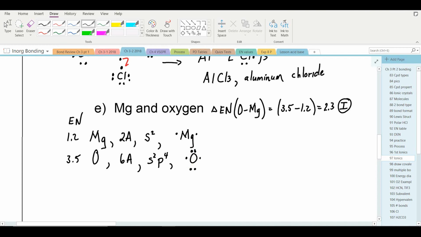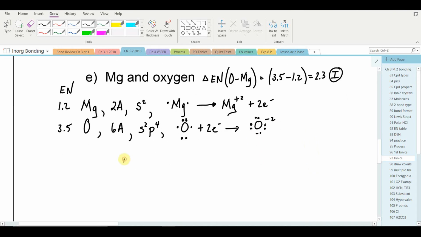Looking at this, we can see that they should react 1 to 1, because magnesium wants to give up 2 electrons, form an Mg plus 2 cation, and the oxygen would like to gain 2 electrons and form an oxide minus 2 anion. So we can react 1 magnesium atom with 1 oxygen atom.